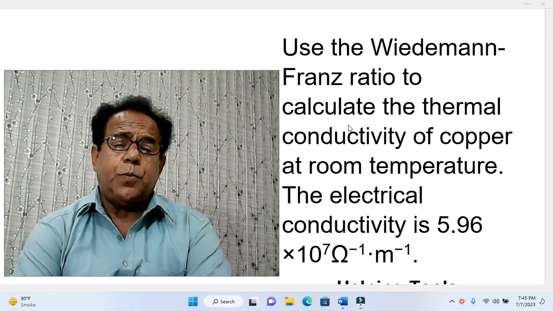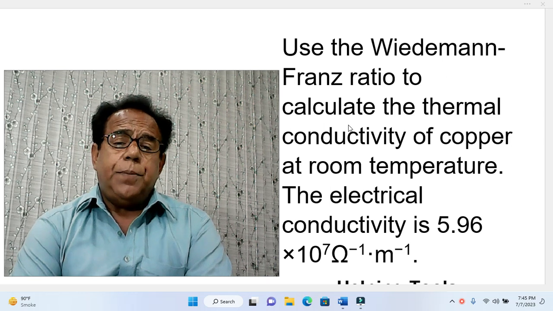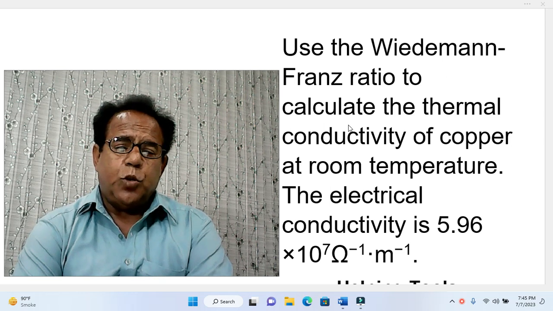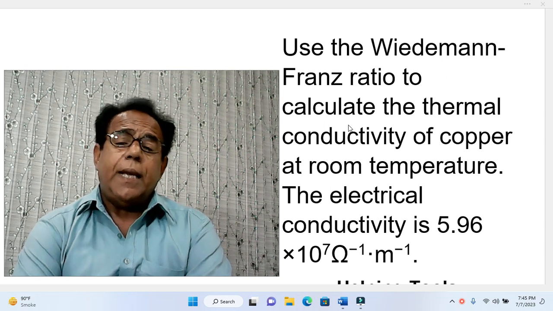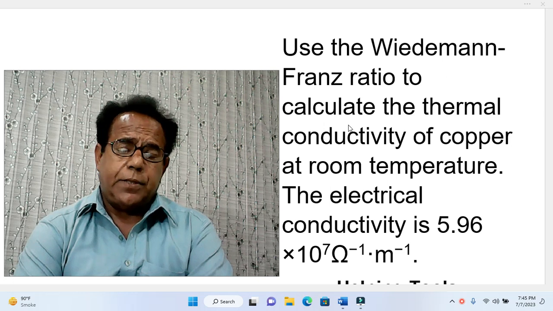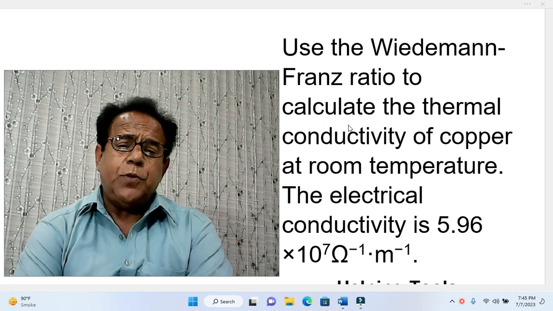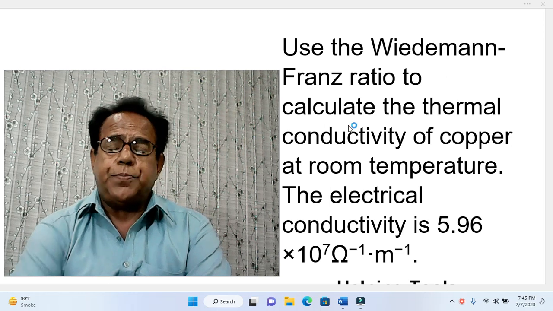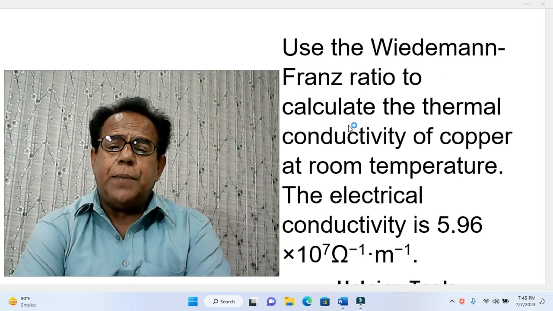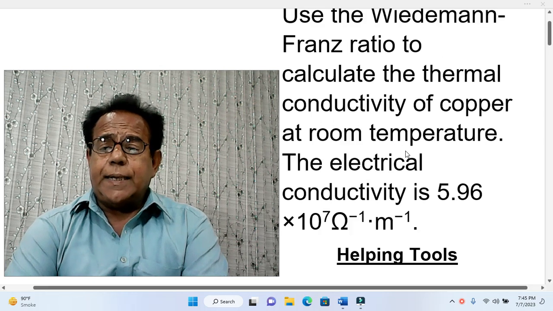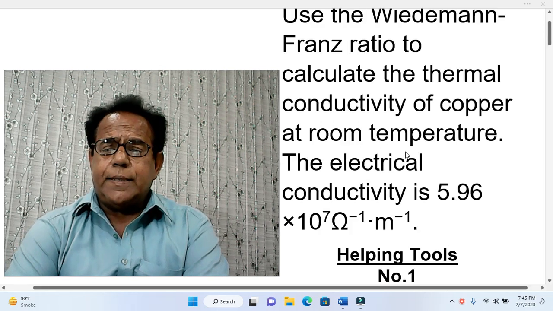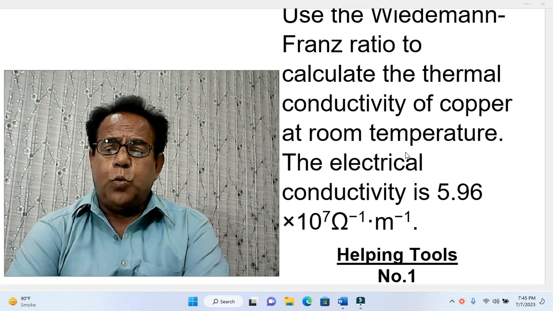This is our next problem, chosen from the book Modern Physics by Kenneth S. Crane. As usual, we first come to its statement. Statement of the problem is: use the Wiedemann-Franz ratio to calculate the thermal conductivity of copper at room temperature. The electrical conductivity is 5.96 into 10 to power 7 per ohm per meter.